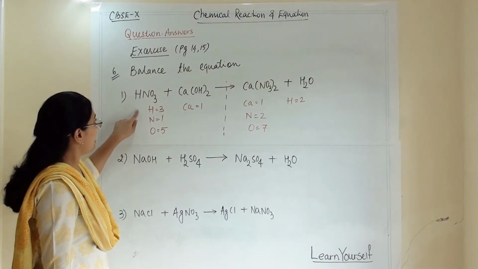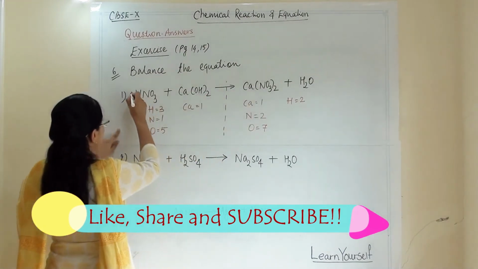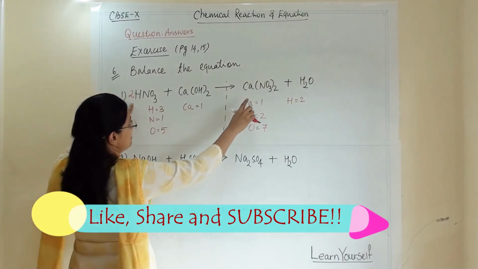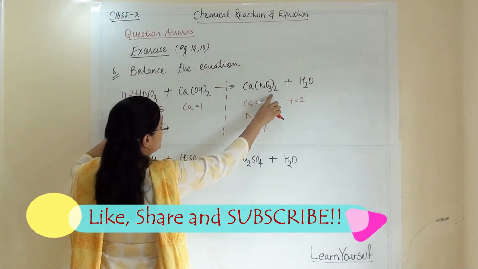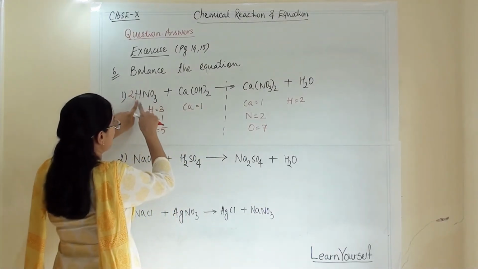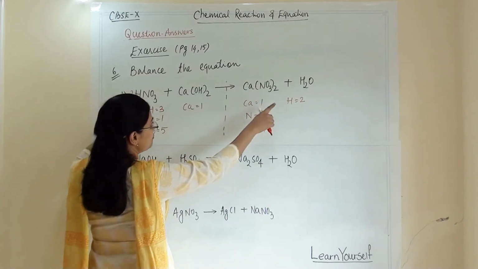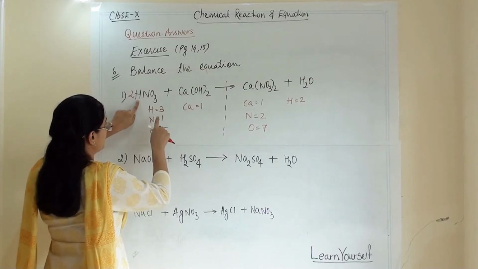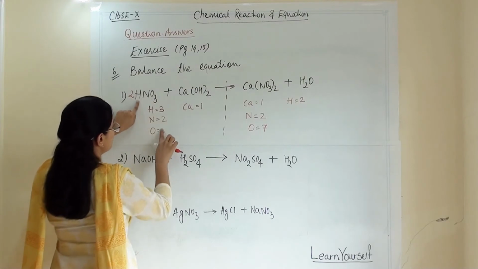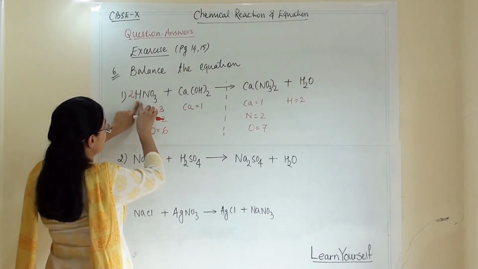Now let us see how we can balance this. So nitrate is 2 here. So let us add 2 here. So our nitrate is balanced. So nitrogen 2, oxygen 6. Nitrogen 2, oxygen 6. But by doing so we have changed hydrogen. So 4 hydrogen are there now. And by doing so our hydrogen has also changed.